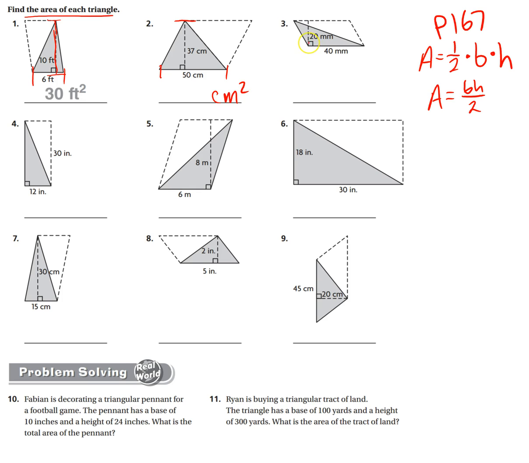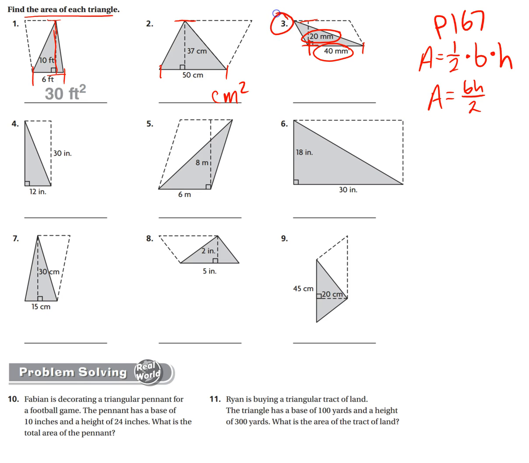Here, again, base is 40, height is 20. So you're going to do 20 times 40 and divide that by 2, or you can do half of 20, which is 10, and multiply that by 40, or you can do half of 40, which is 20, and multiply that by 20. Let me show you that real quick.